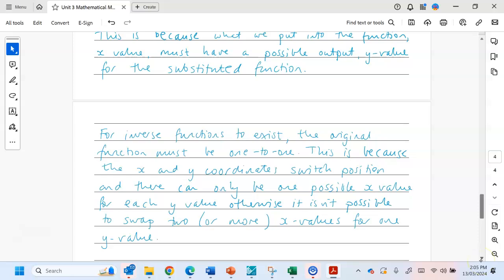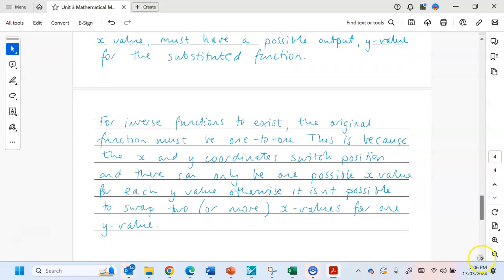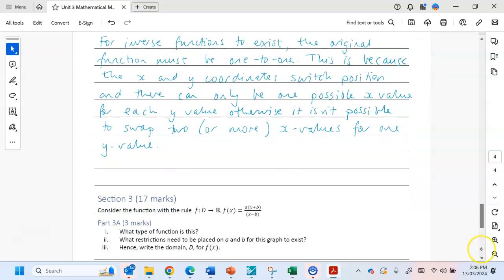This is because the x and y coordinates switch position and there can only be one possible x value for each y value. So if it's not 1 to 1 and you're switching, so if you've got, say, 2 x values for one y value, how do you switch them? So yeah, it's got to be a 1 to 1 function. Otherwise, it isn't possible to swap 2 or more x values for one y value, which is exactly what I just said. Okay, and done.